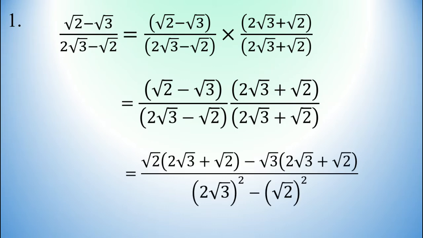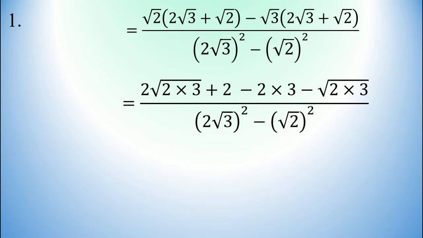Now simplify the numerator. How to simplify the numerator? You have to multiply root 2 by this expression, that is 2 root 3 plus root 2, and also minus root 3 should multiply by the same expression. And the denominator now becomes the difference of two squares, that is (2 root 3) squared minus (root 2) squared.